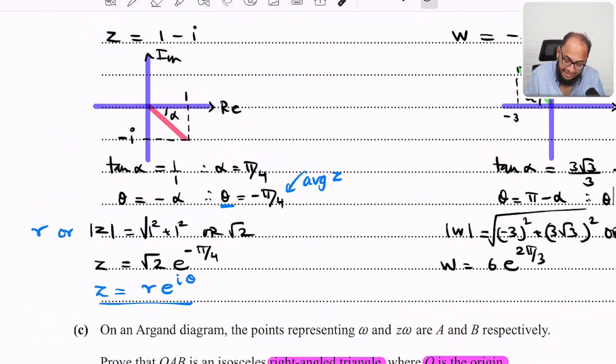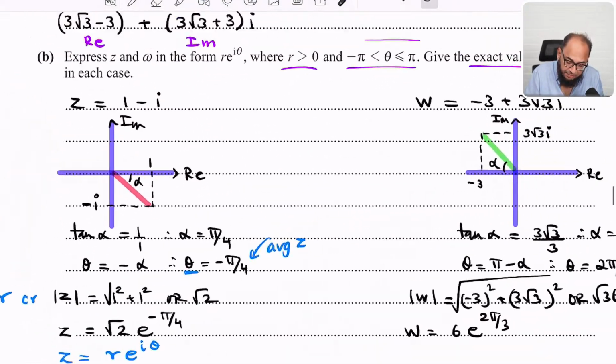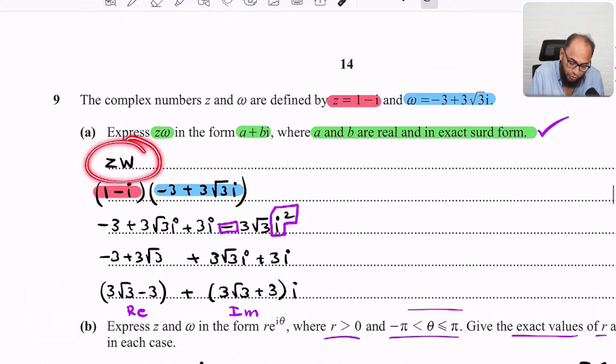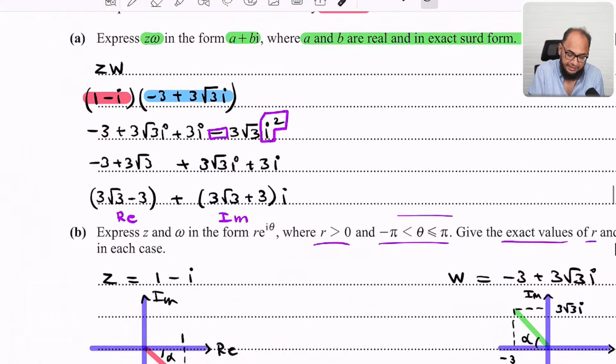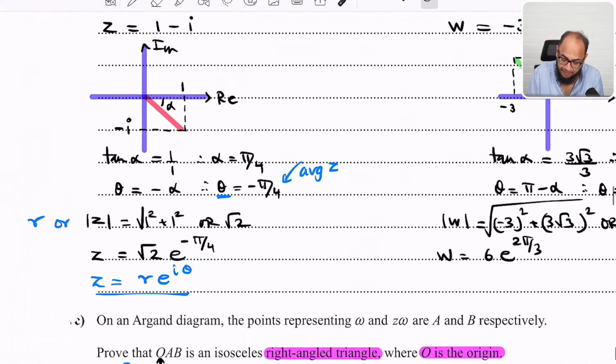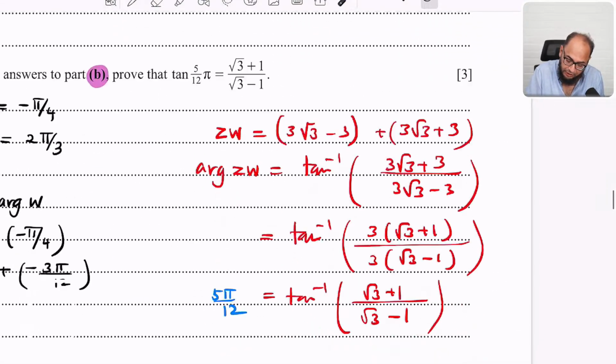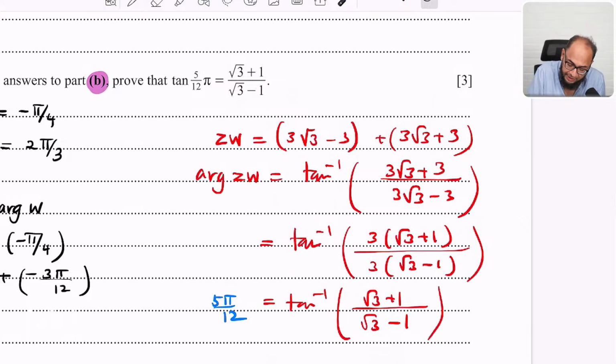Also, did the examiner make me evaluate zw? So it's not just related to part B, it's also related to part A, but they have not written it. They are leaving something for your intellect also. So therefore, for part A, zw, this is the whole thing. Let me simplify. So therefore, I'm writing zw is this thing.